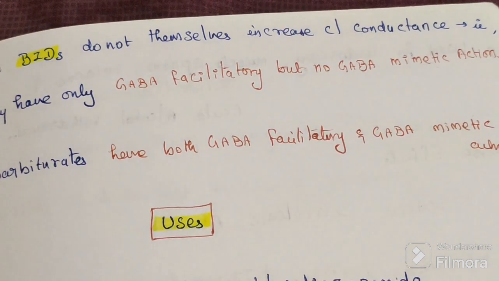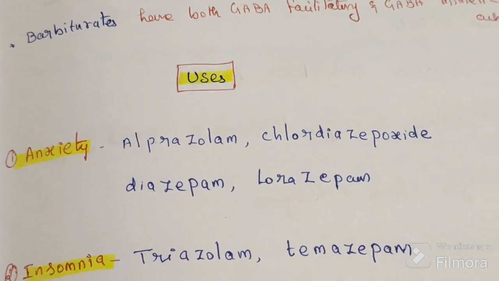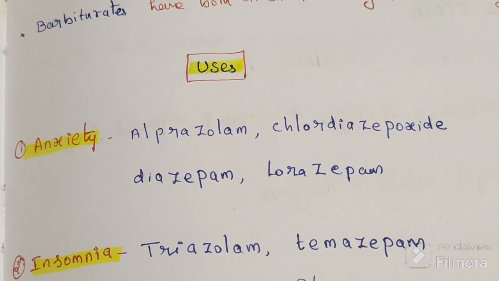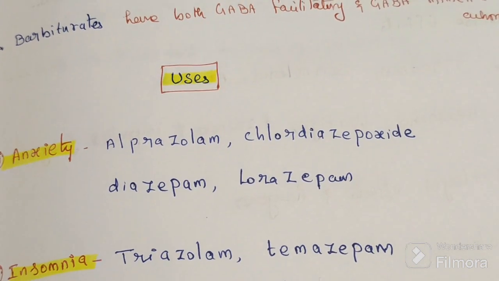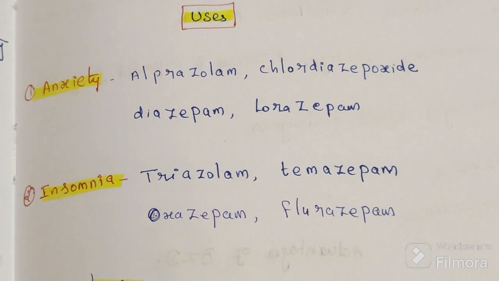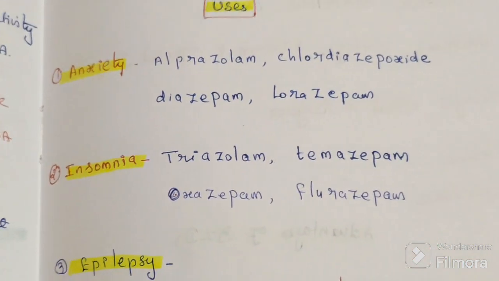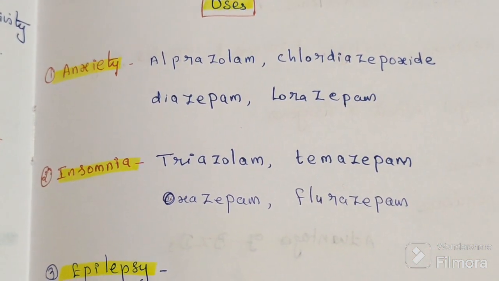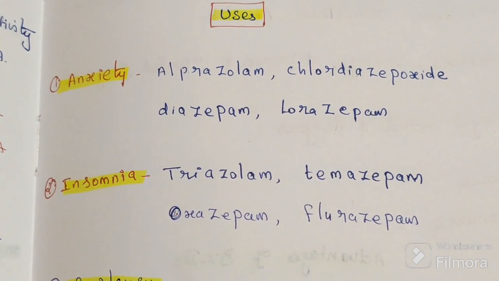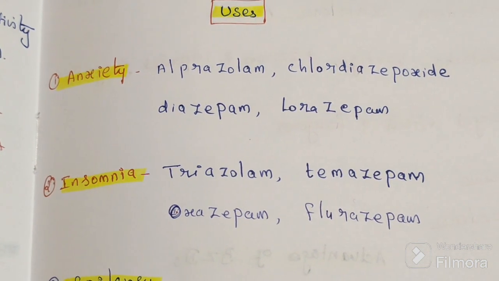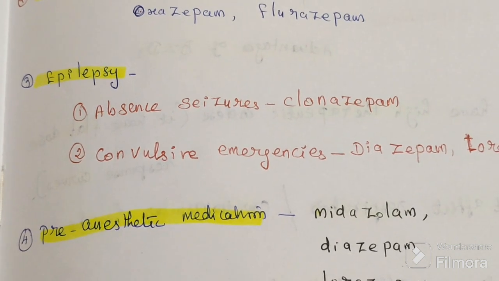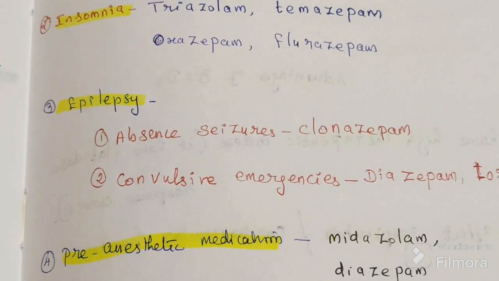Next, we want to discuss the uses. We already know the uses: insomnia, anxiety, epilepsy, and preanesthetic medication. Barbiturates are used only for anesthesia and epilepsy, but benzodiazepines we are using for anxiety, insomnia, epilepsy, and preanesthetic medication.